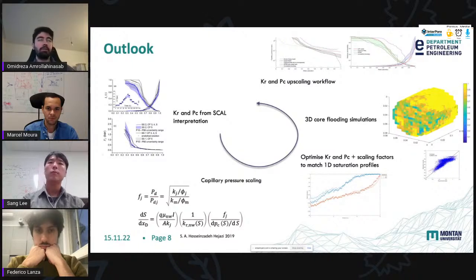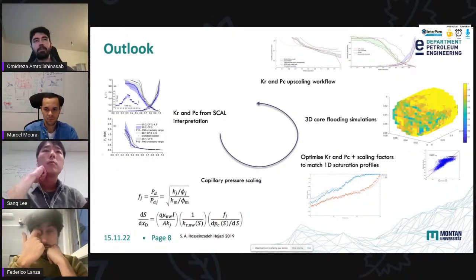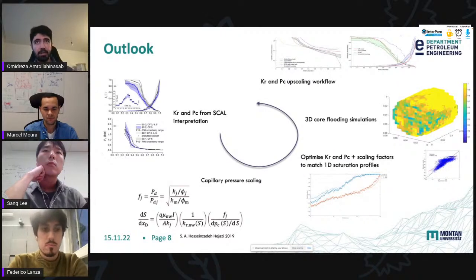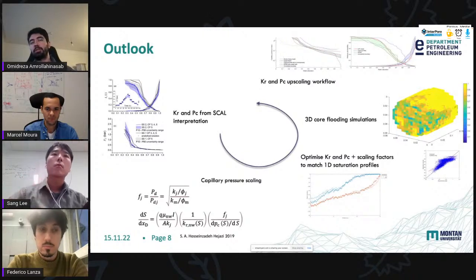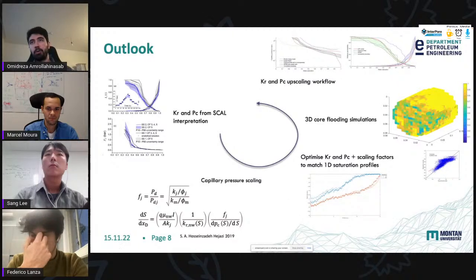What we are planning for the future is that once we have the ranges calculated from core scale, so the uncertainties are quantified, we would like to see how we can upscale this. What is trending right now in the literature is the capillary pressure scaling methods. This is also what we use here, and we see that using the capillary pressure scaling ones, we can capture the 1D saturation profile that we see in the long core experiment, but this is a 1D simulation where you do a 1D slicing of your core.